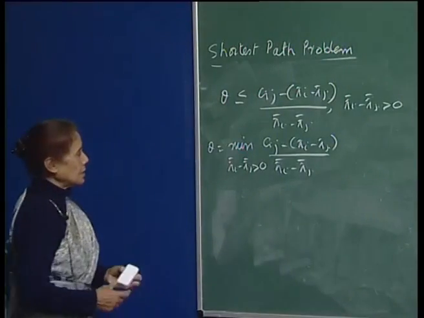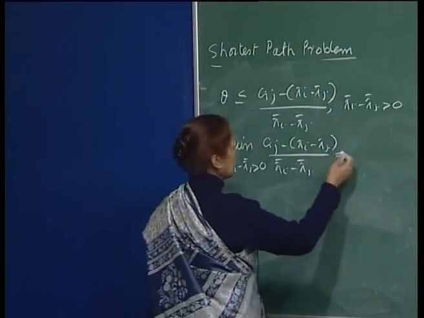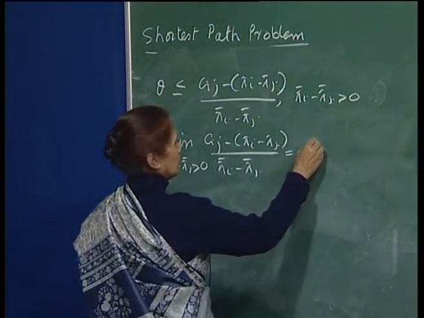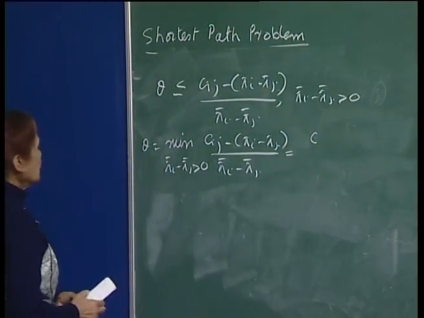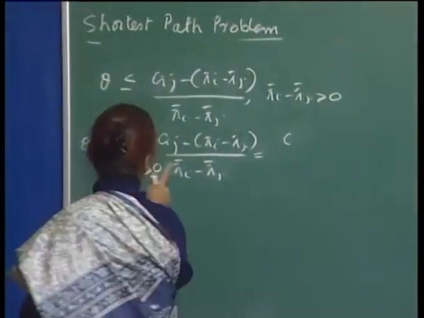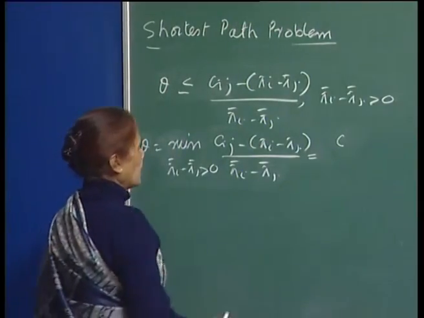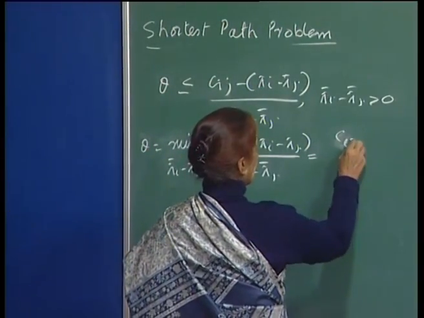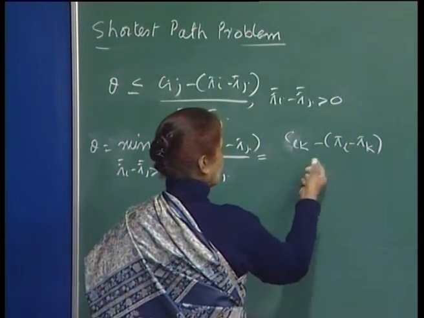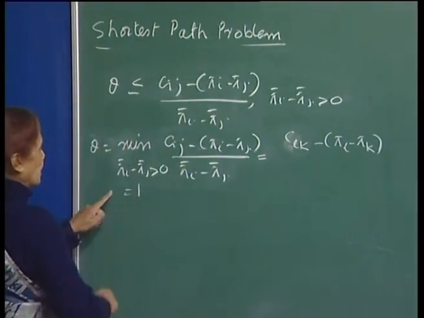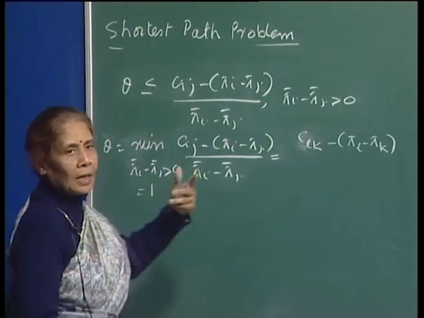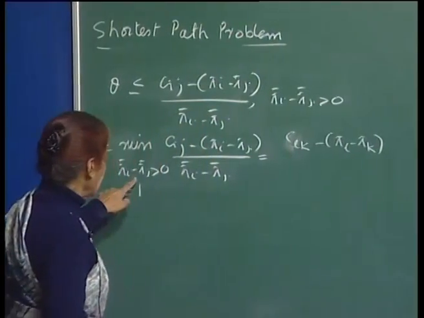So, you choose your theta to be such, then if this minimum occurs for, let us say, some arc lk, this was how theta will be computed. Now, for whichever arc this is attained, say c_lk minus pi_l minus pi_k, actually this is the value, because this is equal to 1. Whenever this number is positive, it has to be 1, because we are giving the values to pi bar i and pi bar j as 0 or 1, right.